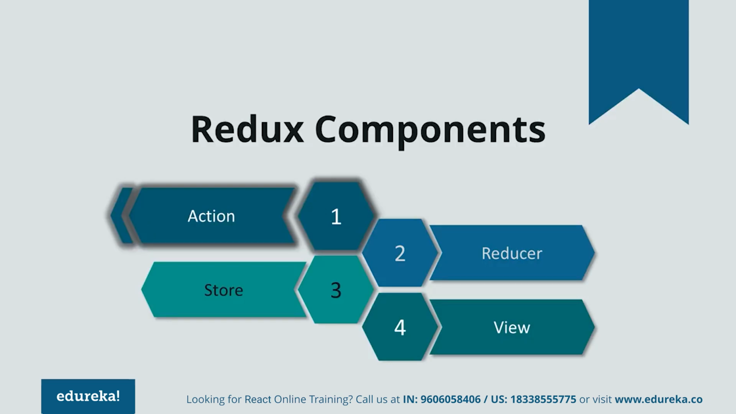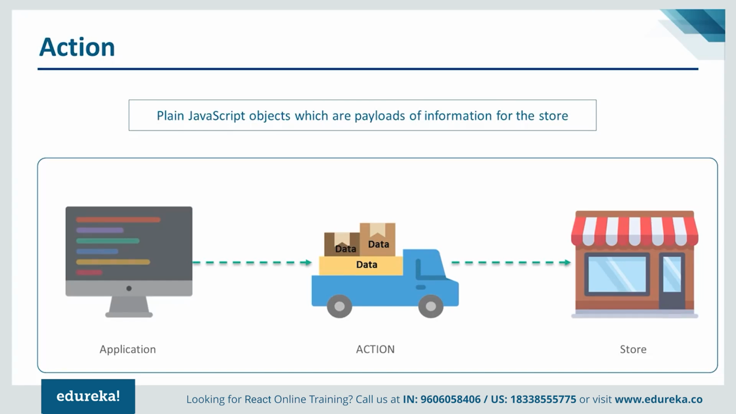What is an action in Redux? An action is a plain JavaScript object, which is a payload of information for the store. As you can see in this slide, if this is the application, now the action is the payload, as I have shown with a truck diagram. This is holding the information, the payload of information for the store. As I mentioned earlier, the store is taking data from the action. So actions are plain JavaScript objects which are payloads of information for the store.